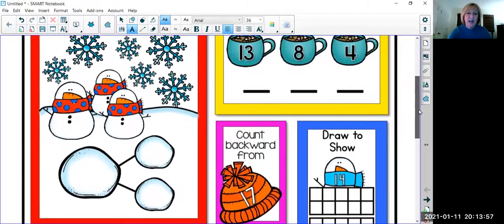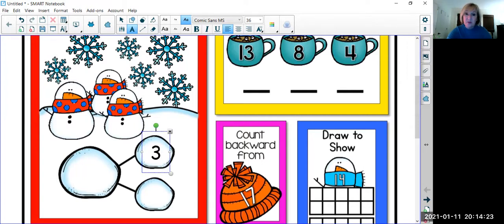So let's count how many snowmen, the snowman part of this. Let's count together. I'm going to touch each snowman as I count. You do the same. 1, 2, 3. So our first part is 3. That's the snowman part. Now we've got to look at the snowflake part.